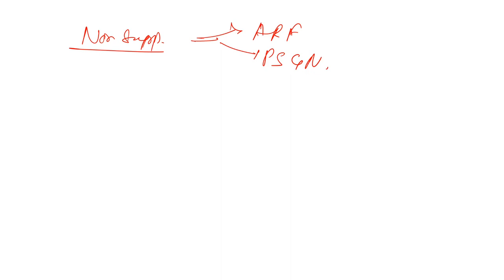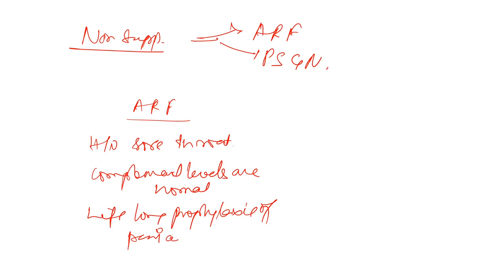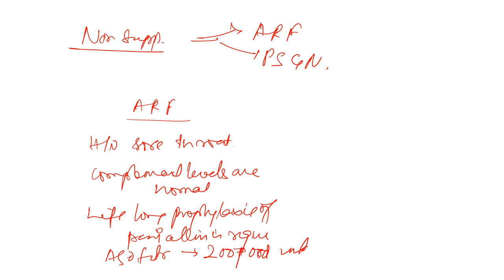Now, let's study a little bit about acute rheumatic fever. So, acute rheumatic fever mein kya hota hai? There is history of sore throat. Theek hai? Complement levels are normal. Theek hai? Lifelong prophylaxis of penicillin is required. Theek hai? And ASO titers 200 plus TODD units. Just a minute, I'll check. Yeah, TODD units, T-O-D-D, TODD units.